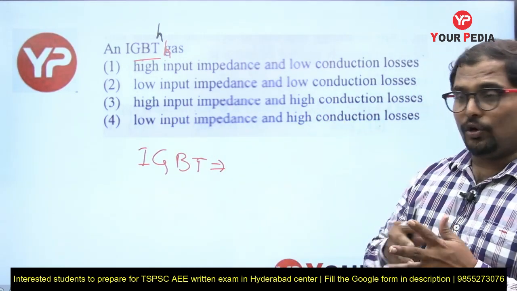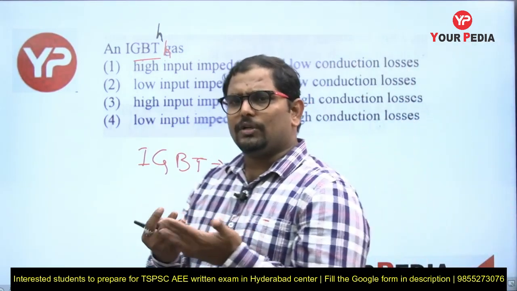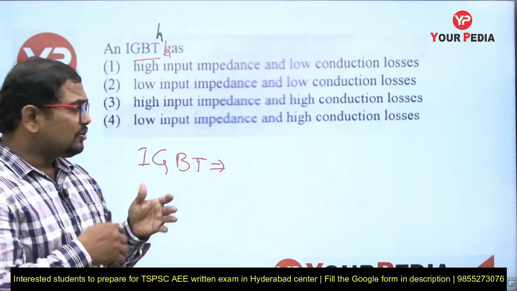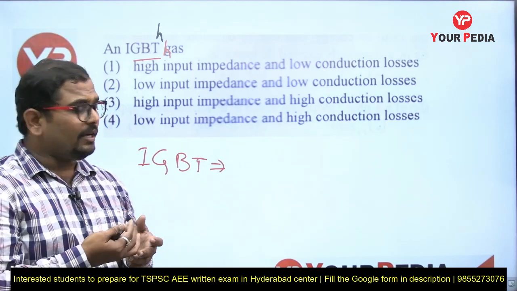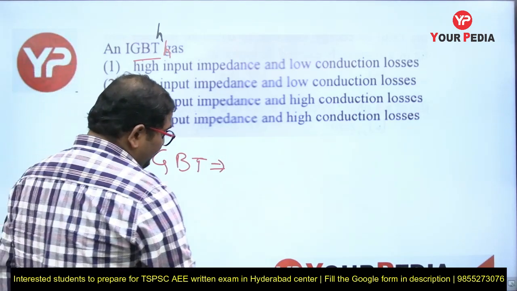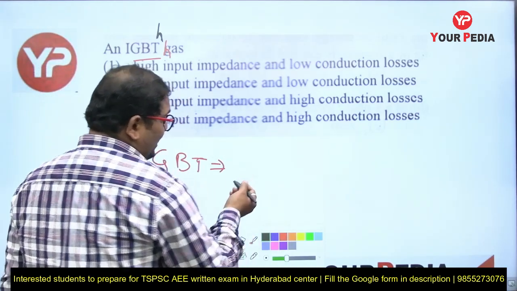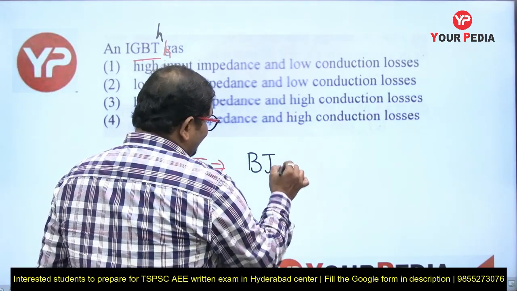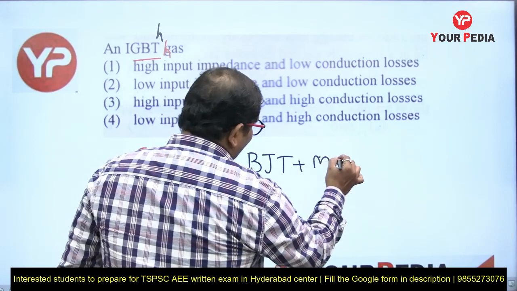How will you know about this? First you need to bring the basic concept about the IGBT. So what is the basic concept of the IGBT? How will you construct the IGBT? The IGBT is obtained by combining both the BJT plus MOSFET characteristics.